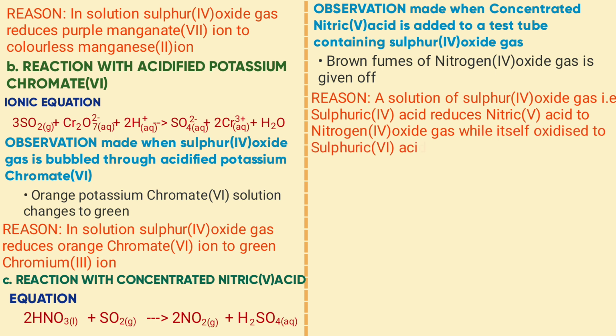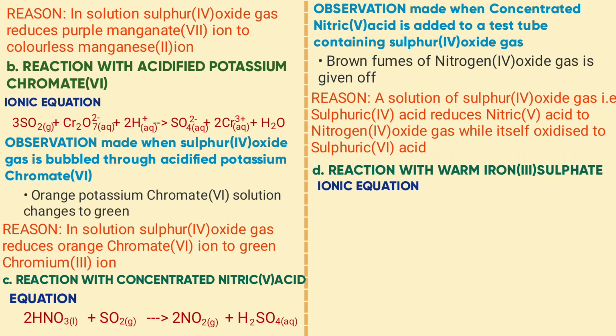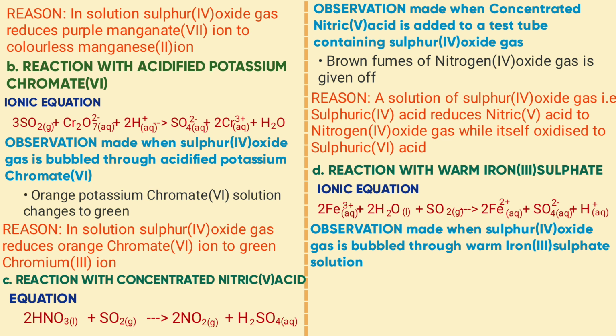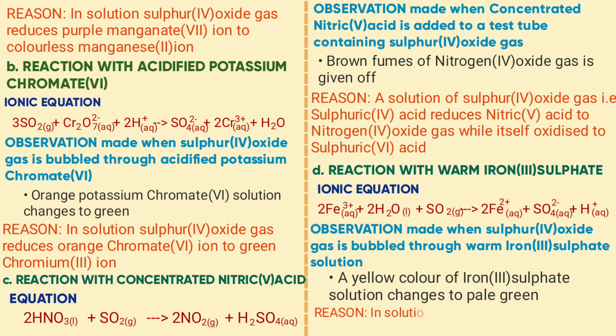Next is the reaction with acidified iron 3 sulfate. The ionic equation is 2 iron 3 ions plus 2 water plus sulfur dioxide gas, arrow 2 iron 2 ions plus sulfate ions plus 4 hydrogen ions. Now, the observation made when sulfur dioxide gas is bubbled through iron 3 sulfate solution: the yellow color of iron 3 sulfate changes to pale green. Reason: in solution, sulfur 4 oxide reduces iron 3 ions to iron 2 ions, which is a pale green solution.